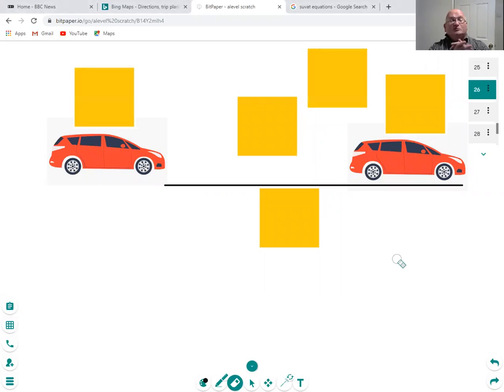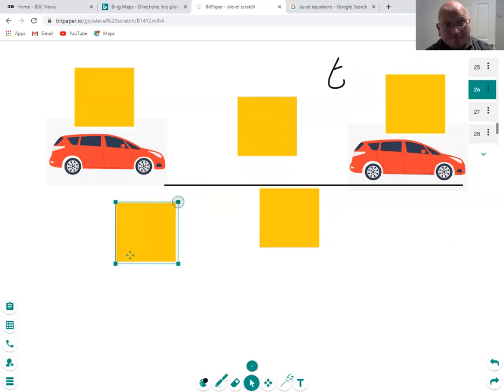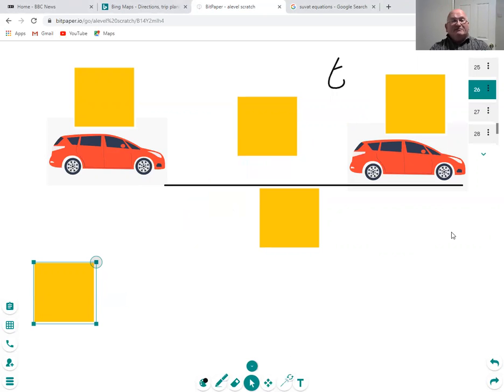So, the Suvat equations are all about moving bodies. Sometimes you'll talk about particles, sometimes you'll talk about cars, lorries, anything that's moving. For this example I'll talk about a car, just because that's what my picture is of. If you're talking about how a car moves, there's certain things that you want to know about it. Like, for example, how long is it moving for? The time aspect. How long are we interested in?